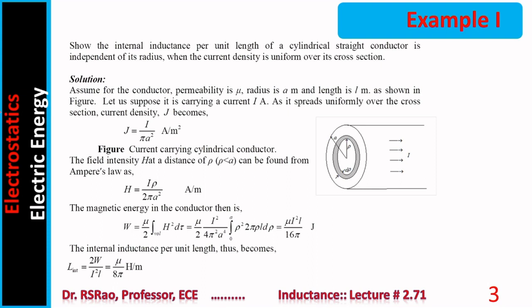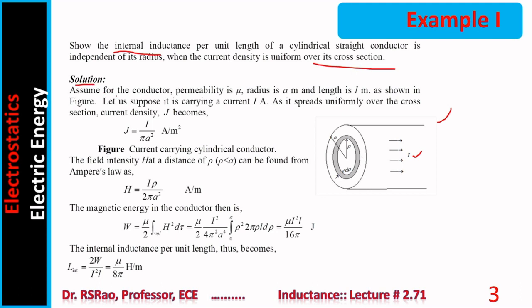Example 1. Show that the internal inductance per unit length of a cylindrical straight conductor is independent of its radius when current density is uniform over its cross section. The conductor is sketched here. It is circular cylindrical, carrying a current I. It is said this current is uniformly distributed over its cross section.